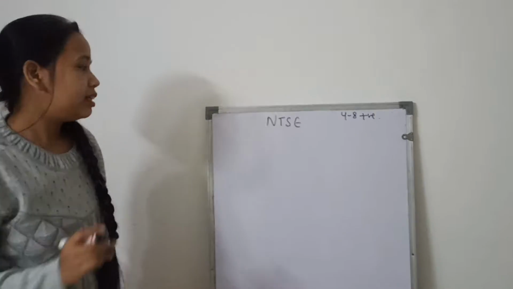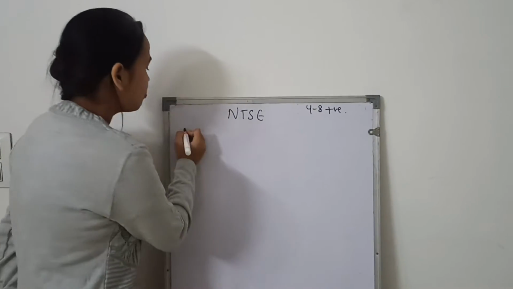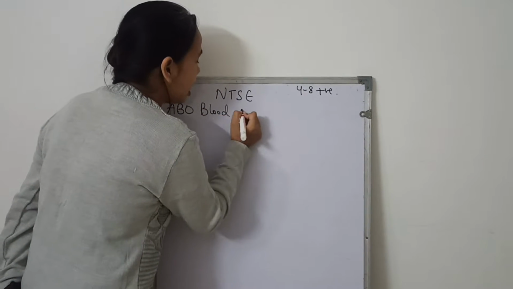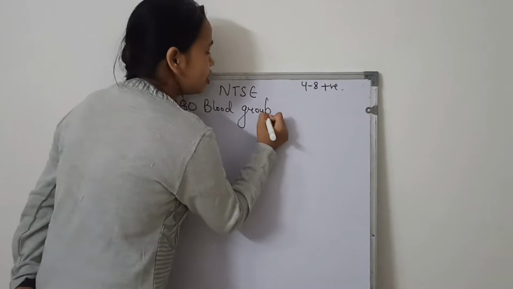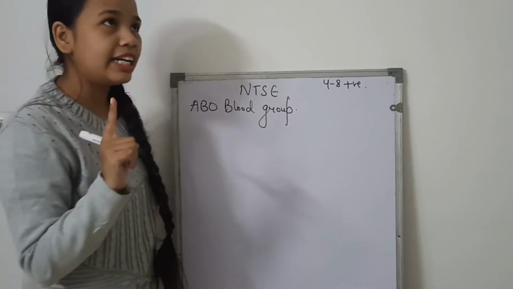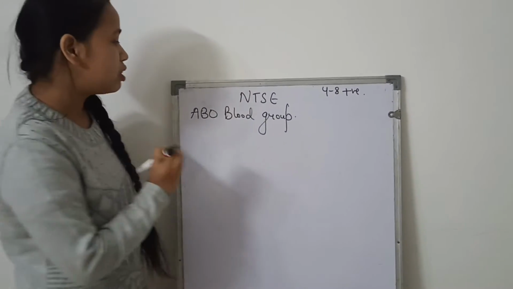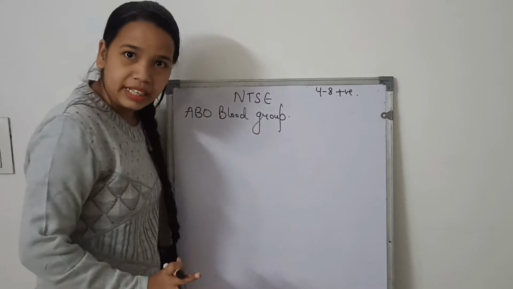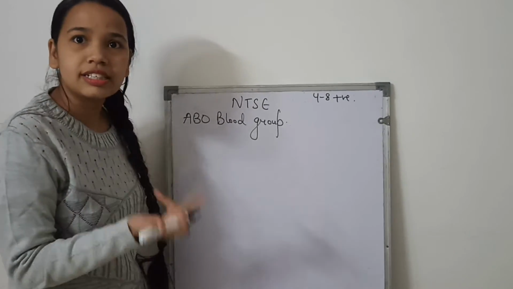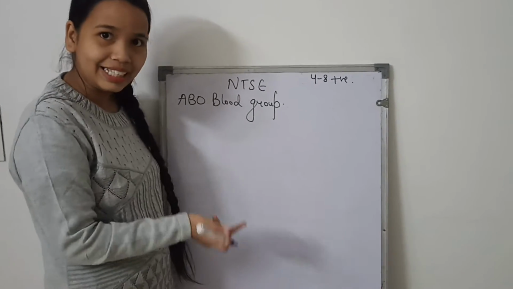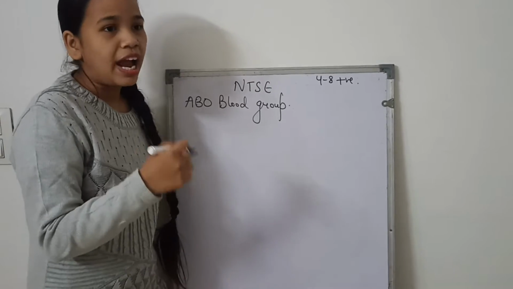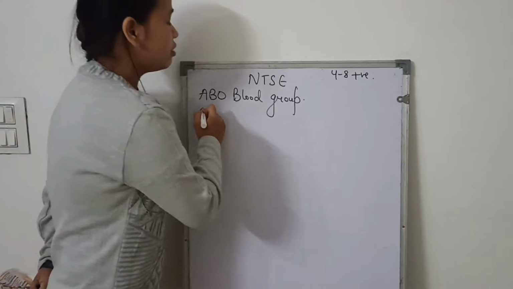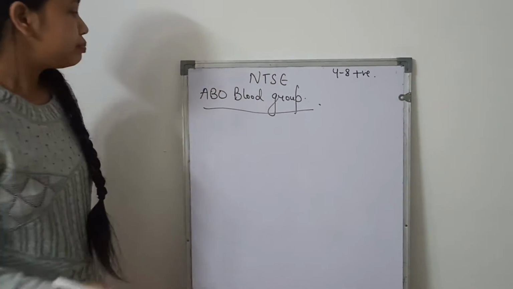So the first topic that I am going to discuss today is ABO blood group. Yes students, this is blood group inheritance, and if you check your NTSE question paper, you will definitely get at least one or two questions on the inheritance of ABO blood group. So let's discuss this topic in detail, and later on we will also discuss the doubts and the questions that directly come from this topic. We will also include the genetic crosses using the Punnett square that is involved in the ABO blood group.